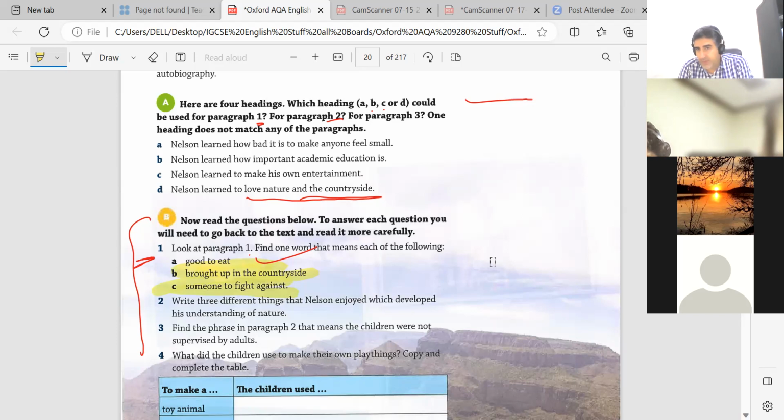Brought up in the countryside, give me 2 more words. All these words are in paragraph 1. No need to read the remaining paragraphs. Only paragraph 1. Give me a word which means brought up in the countryside. Another one means to fight against. Please don't talk. You have a minute. Yalla. B and C.